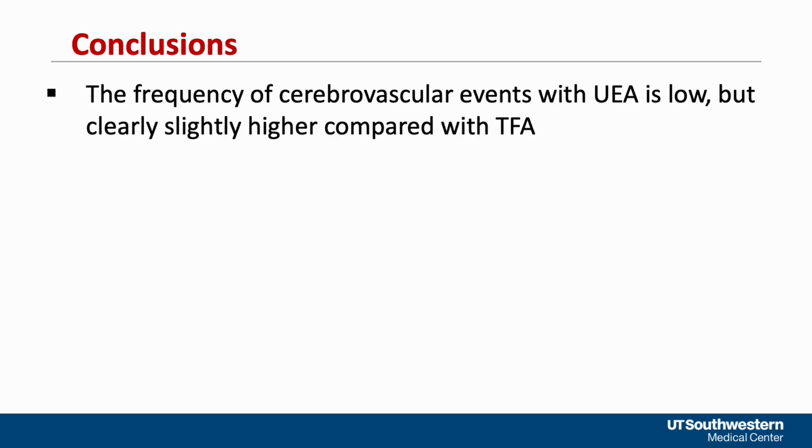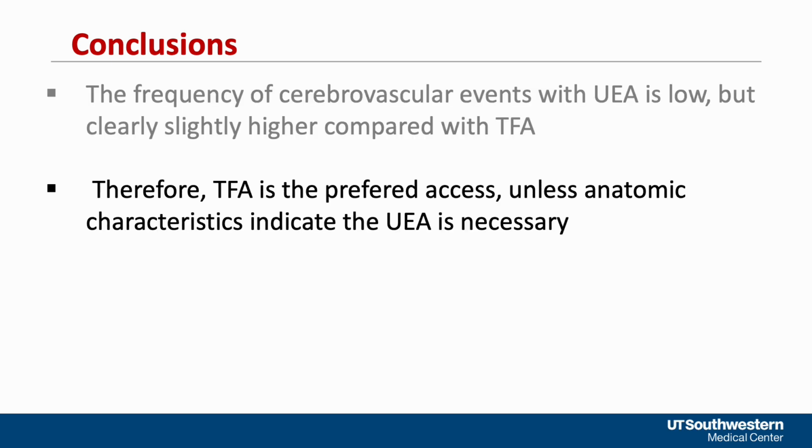The frequency of cerebrovascular events with upper extremity access is low, but clearly the evidence says that it's higher compared with transfemoral access. Therefore, transfemoral access is the preferred access unless anatomic characteristics indicate that upper extremity access is necessary.